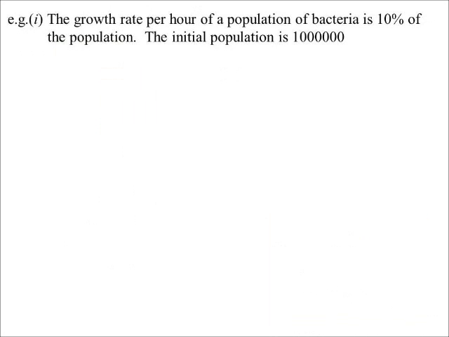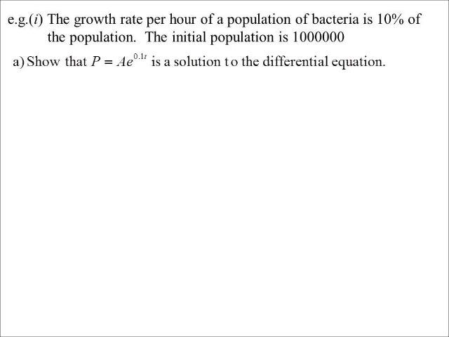So we're going to look at some little bacteria. The growth rate per hour of this bacteria is 10% of the population. So the initial population is, how many zeros have I got there? 1, 2, 3, 1 million. We're going to show that this is a solution. So this is the way they tend to set the questions up. They're going to say, show that this is a solution.